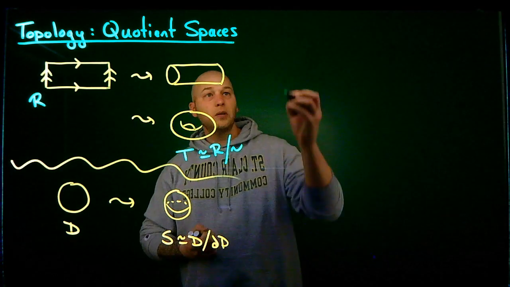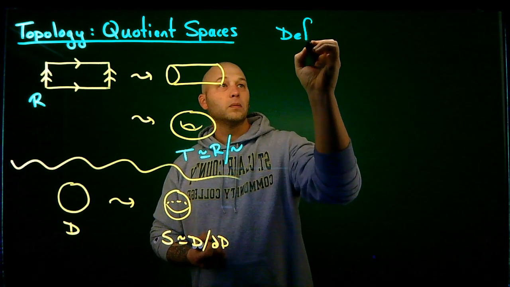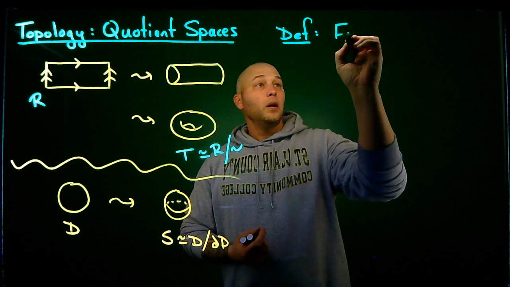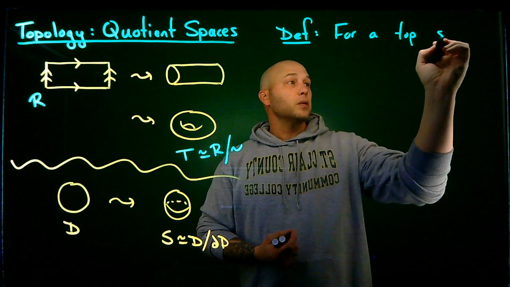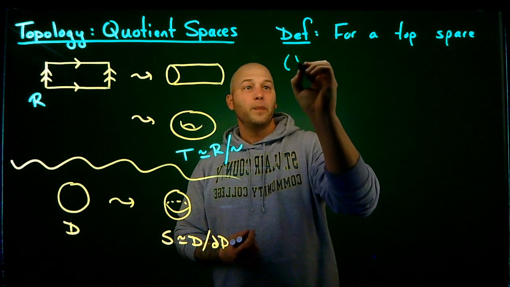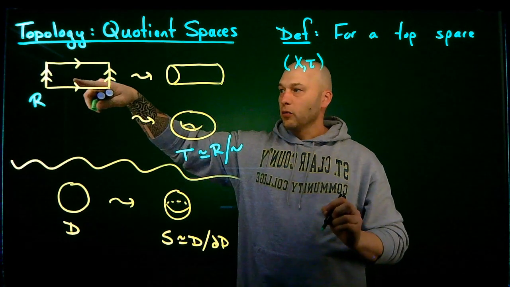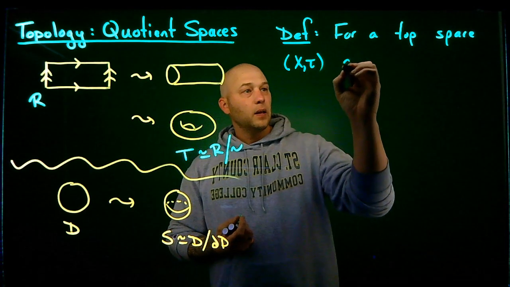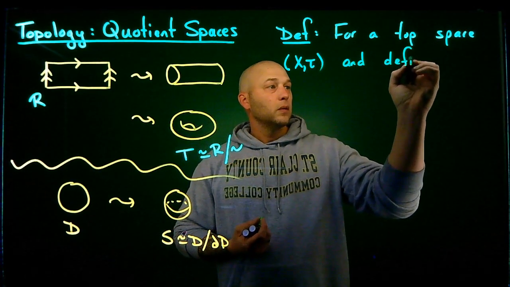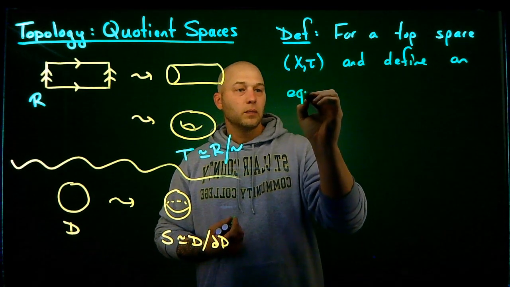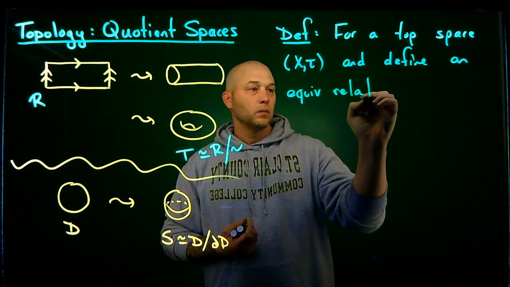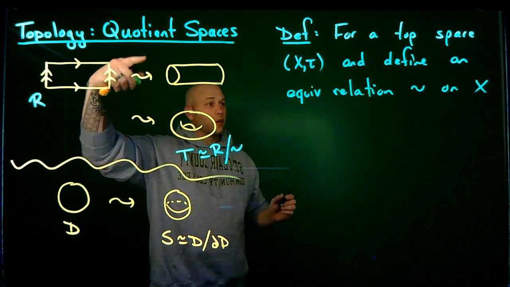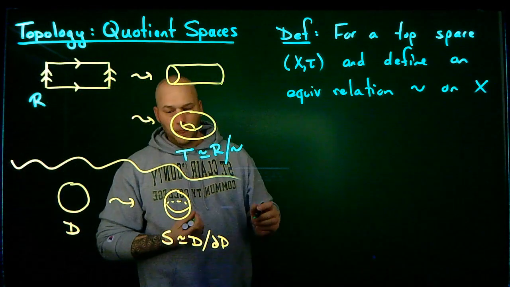So first and foremost, definition. I'm going to say, for a topological space (X, tau), so that's like this original rectangle or this original disk, I've got this topological space, and define an equivalence relation, say tilde, on X. Again, I define an equivalence relation whether it was on the rectangle or on the disk.